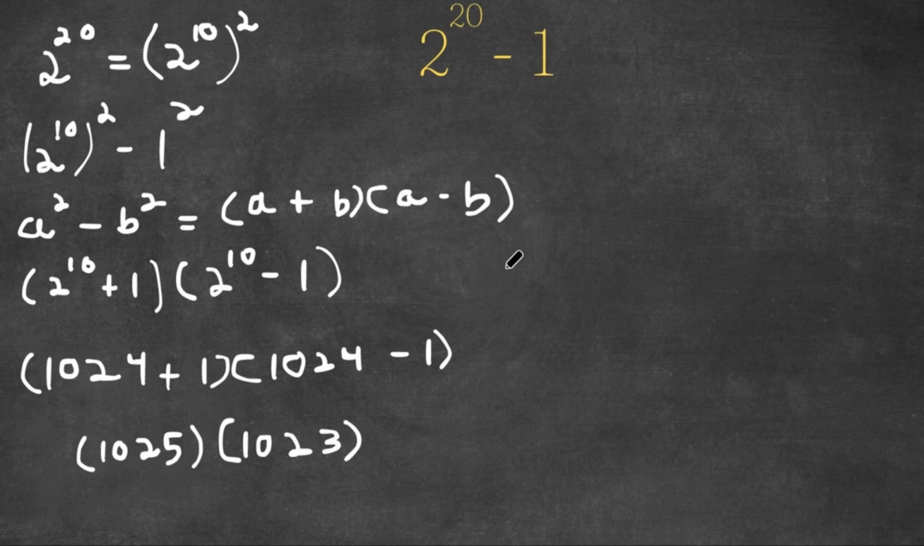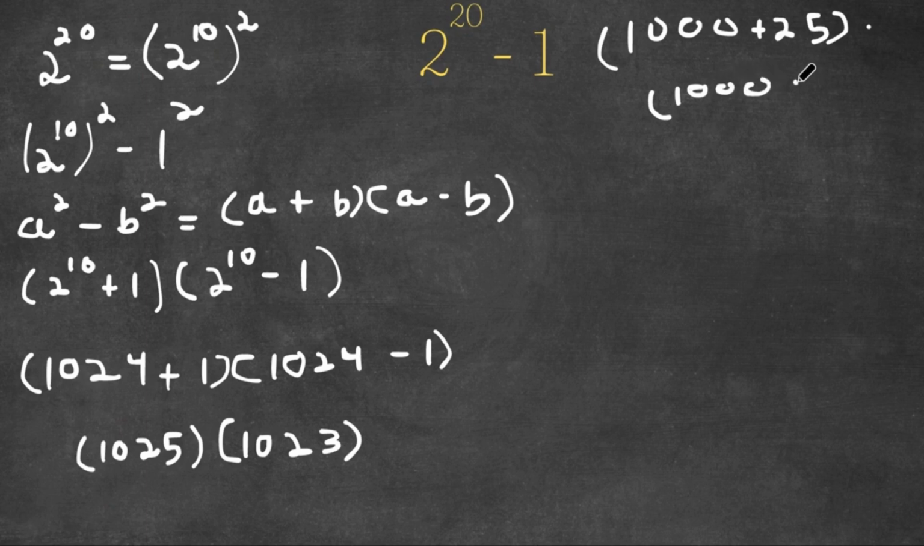Now I'm going to rewrite both of these numbers. I'm going to rewrite 1025 as 1000 plus 25, and I'm going to rewrite 1023 as 1000 plus 23. Now all we have to do is distribute and solve. So 1000 plus 25 times 1000 plus 23, well, we're going to multiply 1000 with 1000 and 1000 with 23 first.